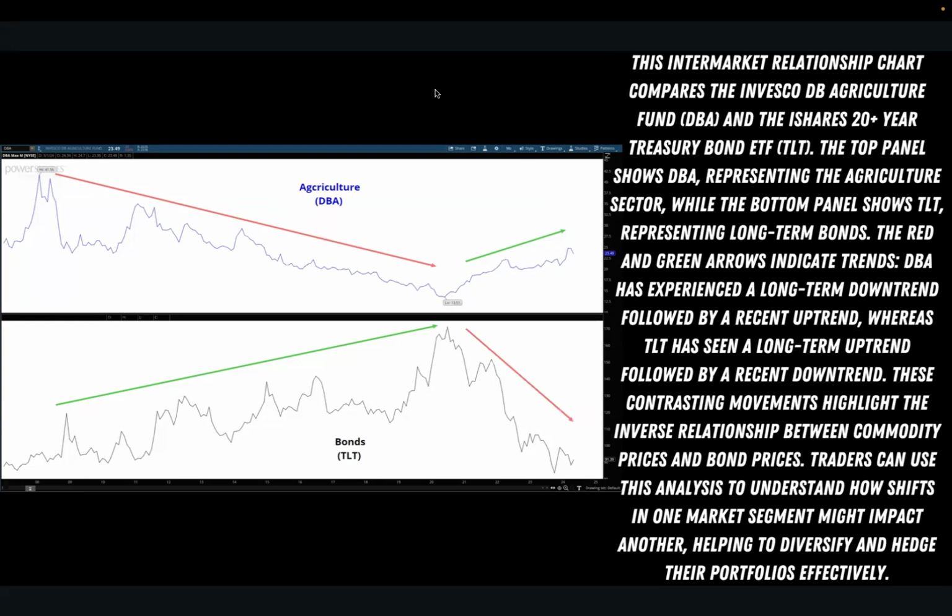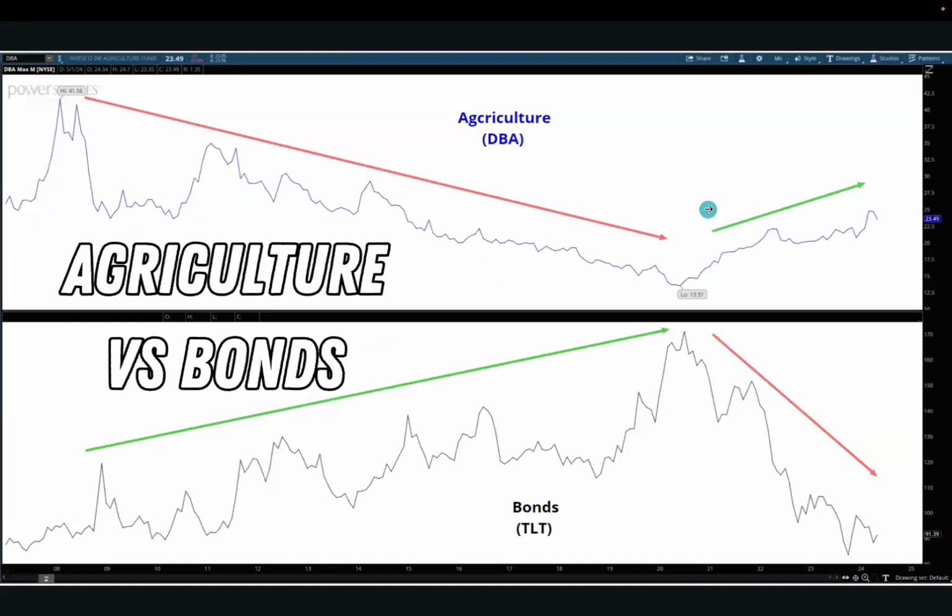The red and green arrows indicate some trends, right? It makes it very simple for you guys. And you can see that DBA has experienced a long-term downtrend followed by a more recent uptrend, whereas TLT has seen a long-term uptrend followed by a recent downtrend. These contrasting movements highlight the inverse relationship between commodity prices and bond prices. Traders can use this analysis to understand how shifts in one market segment might impact another, helping to diversify and hedge their portfolios effectively.